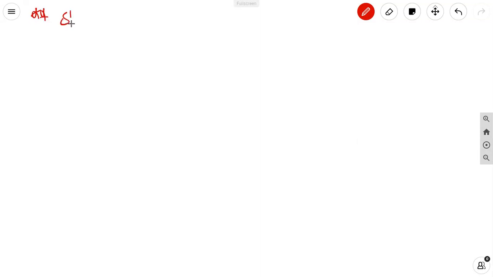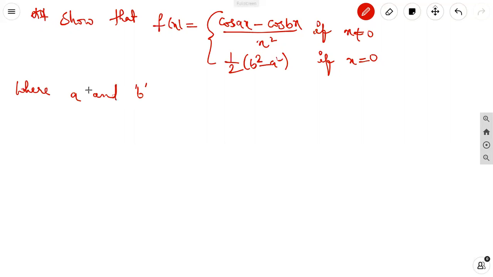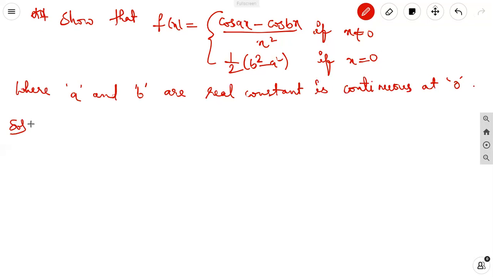Show that f of x equal to (cos ax minus cos bx) by x square if x is not equal to 0, and 1 by 2 into (b square minus a square) if x equal to 0, where a and b are real constants, is continuous at 0. Solution.